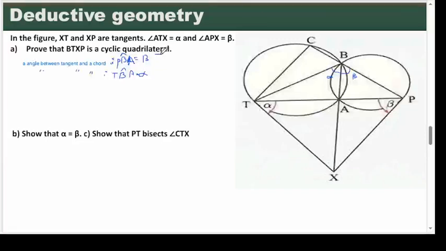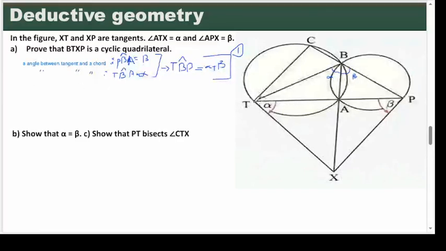Now I know if I add them up, it would be TBP, which is alpha plus beta. It's my step one. So I prove TBP equals alpha plus beta. I will go for step two.